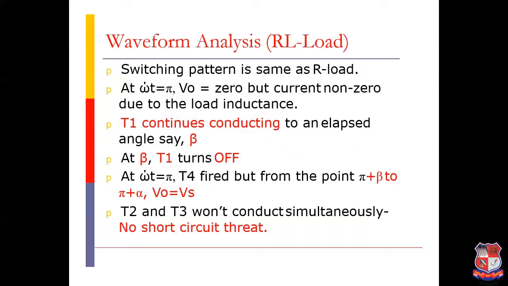In this case, the switching pattern is the same as R load. At omega t equals pi, output voltage V0 is 0, but current is non-zero due to the load inductance. T1 continues conducting up to an elapsed angle, the extinction angle beta. At beta, T1 is turned off. At omega t equals pi, T4 is fired, but from the point pi plus beta to pi plus alpha, output voltage V0 remains Vs. T2 and T3 won't conduct simultaneously, so there won't be any threat of short circuit.